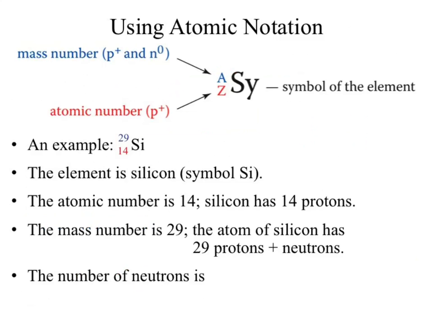There should be an equal sign here. If I want to know the number of neutrons in this element, what do I need to do? 29 equals the number of our protons plus the neutrons. Do we know the number of protons? 14, from our atomic number. What can we do? Subtract 14 from both sides, and we now know the number of neutrons is 15.